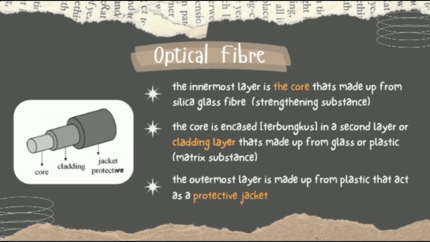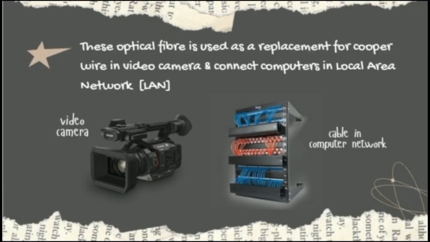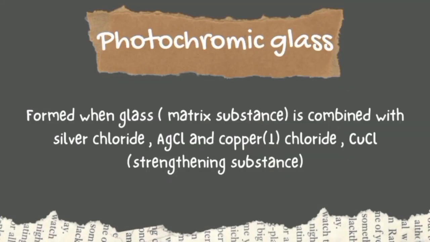The last one, the outermost layer. The outermost layer is made up from plastic that acts as a protective jacket. This optical fiber is used as a replacement for copper wire in video cameras and to connect computers in a local area network. Let's continue with photochromic glass.